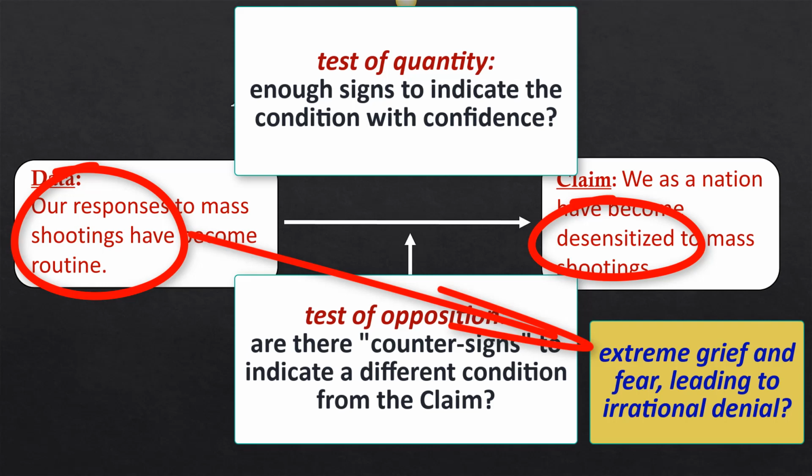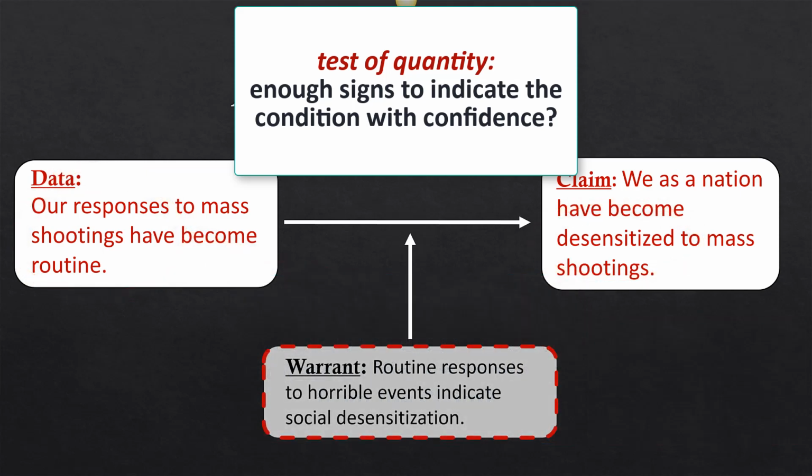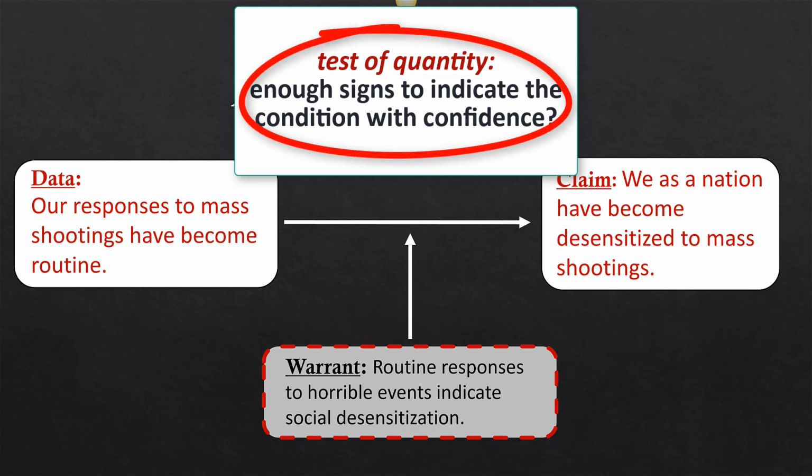So while it may be the case that our patterned routine behaviors indicate that we as a nation have become numb and desensitized, it could also mean that we as a nation are in profound, amazing levels of grief and denial, which is a very different condition, emotionally and psychologically speaking. So if the president wanted to make the case that the nation is not emotionally wrecked and incapable of action, but has been lulled into a sense of being desensitized and complacent, we might want to try to identify a few more clues or symptoms in order to be ultimately convinced.